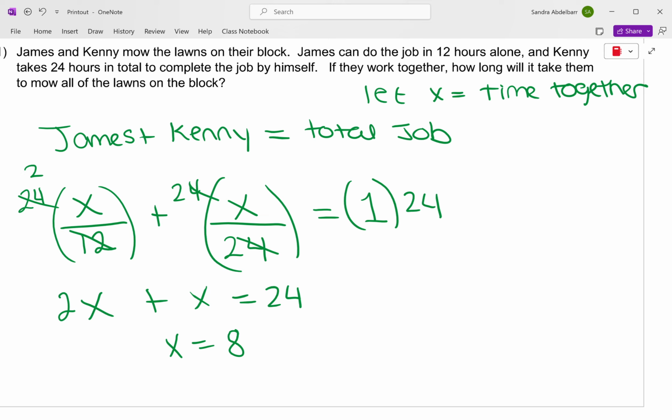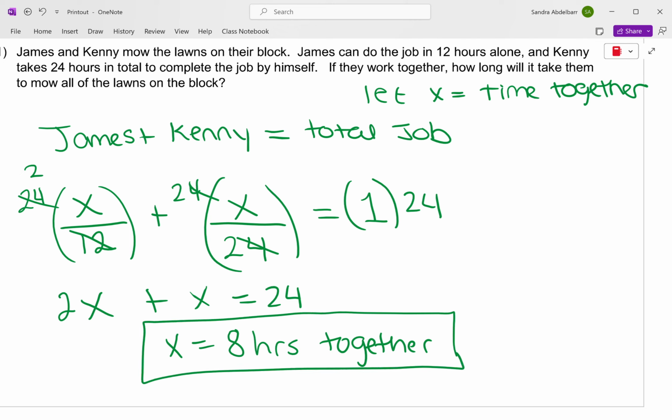What does that 8 represent? Time it takes them to do it together. Yeah, minutes, days, hours, what? Hours. It's going to take them 8 hours together. X will represent 8 hours together. Okay, next one.